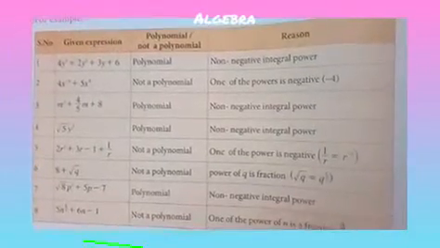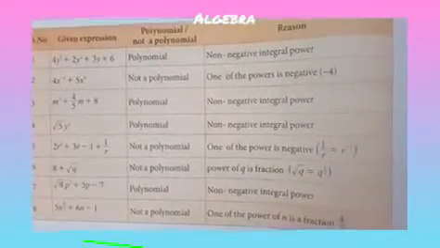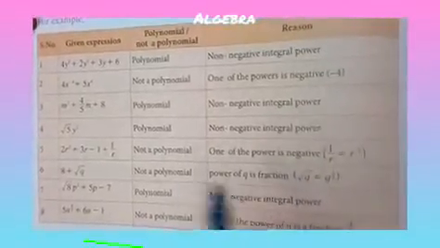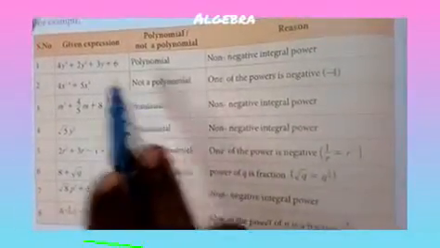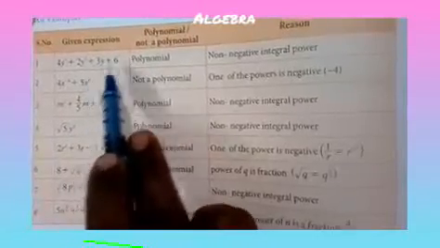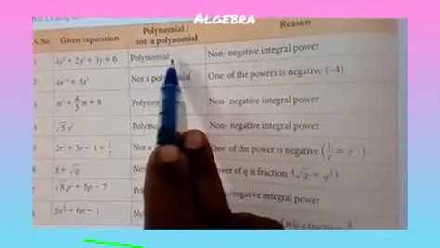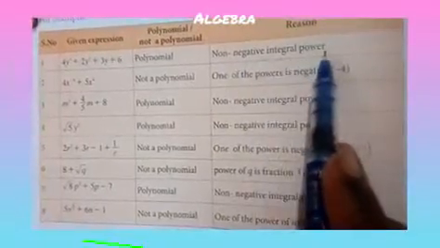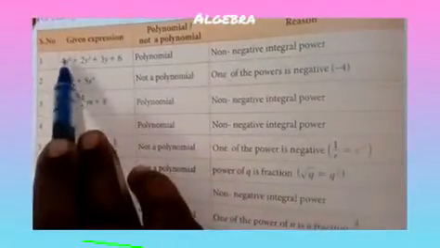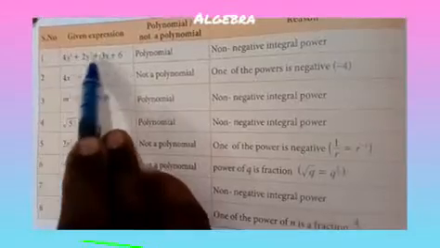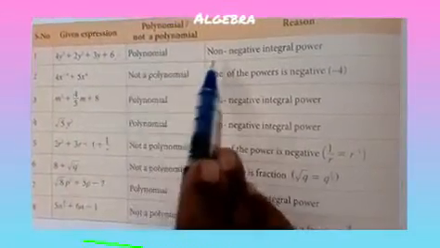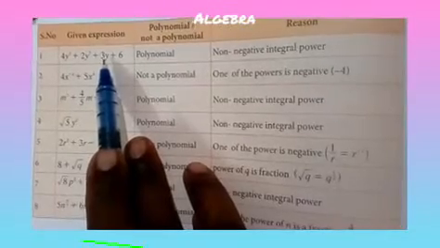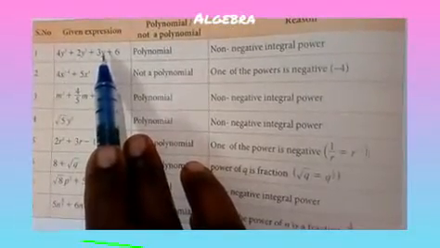Next, we have to find whether the given expression is a polynomial or not. How do we check? We have some rules, and we will see them with examples. The first expression given is a polynomial. Why do we say it is a polynomial? Because it has non-negative integral powers. There is no negative power, so it is a polynomial. In a polynomial there is no negative power.